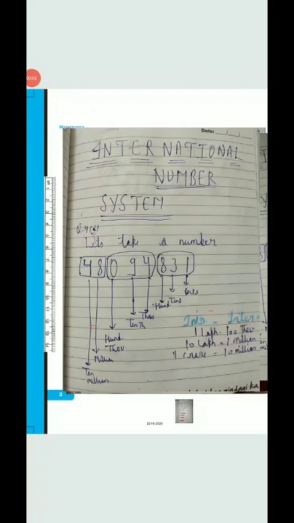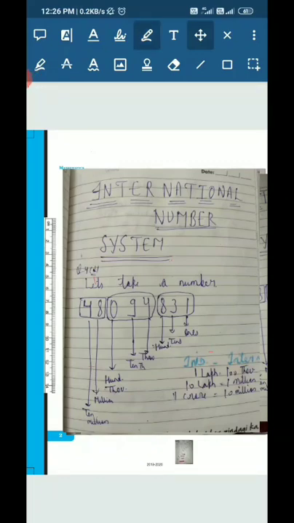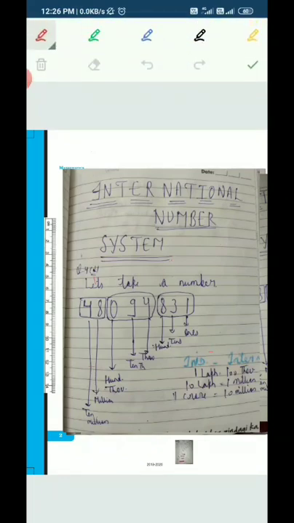Now let's come to the international number system. To write the place values in the international number system, let's take a question of exercise 1.1. We are taking part D of question 4 of exercise 1.1 to write down the place values and to understand the concept of writing place values in the international number system.